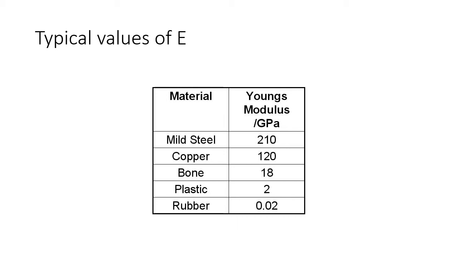Well, bone, well, there's a reason why. Bone is a lot more flexible than people give it credit for, hence why your bones don't break every time you jump off a 10 centimeter step. Plastic, obviously you'd expect plastic to be quite low, and rubber you'd expect that to be very, very low. Okay, very flexible.